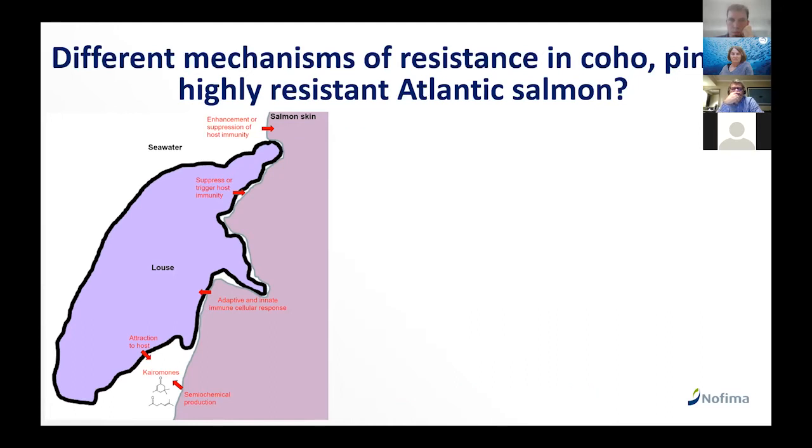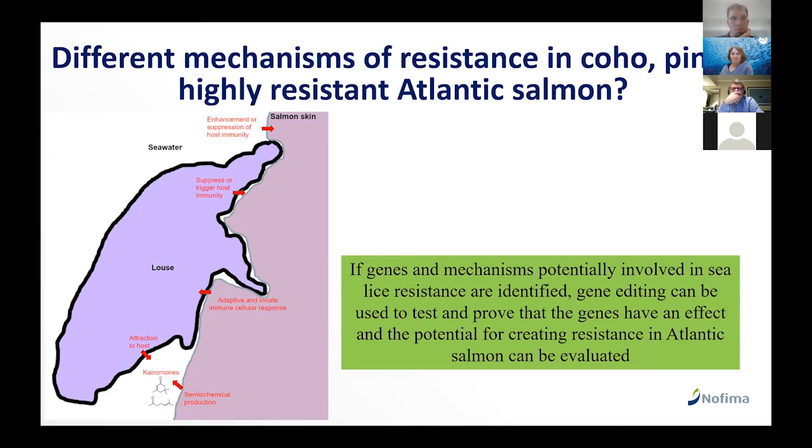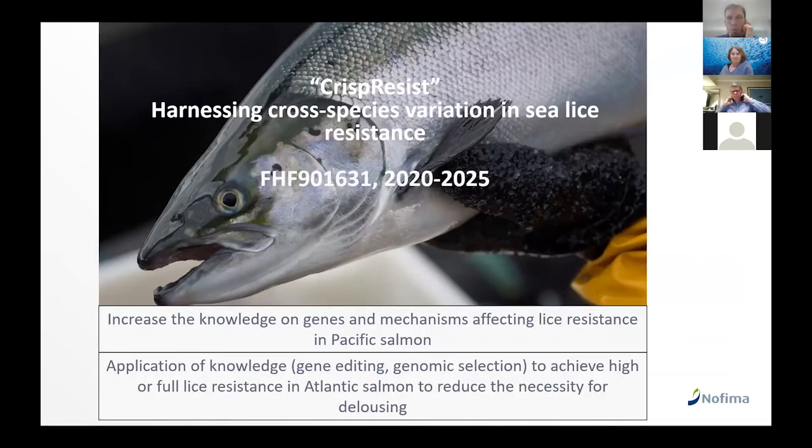So if we manage to identify genes and mechanisms involved in sea lice resistance, then gene editing can be used to test and prove the findings. And then the potential for creating resistance in Atlantic salmon can be evaluated. In our project called CRISPR-Assist, as Ross just mentioned, we will increase the knowledge on genes and mechanisms affecting sea lice resistance in Pacific salmon, and then utilize this knowledge to achieve full resistance in Atlantic salmon.